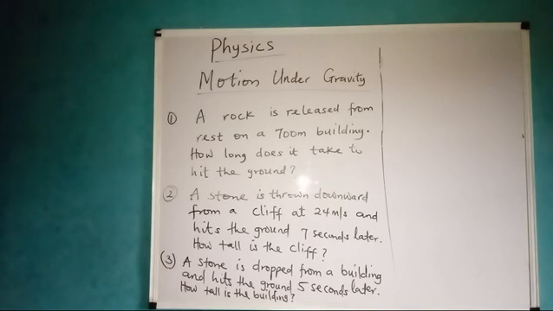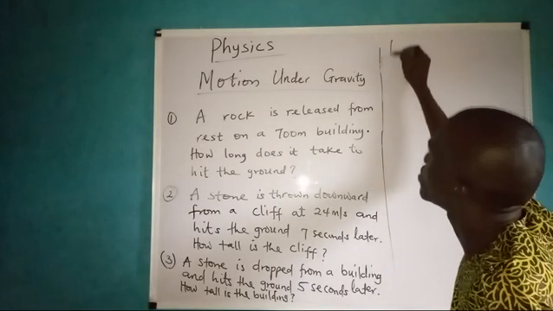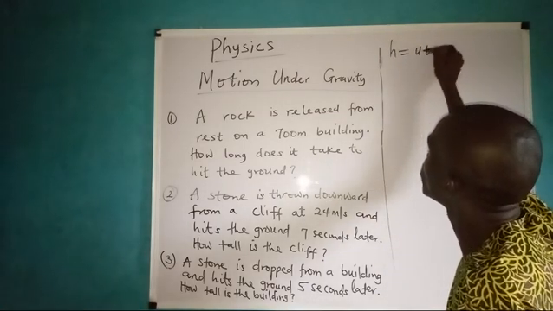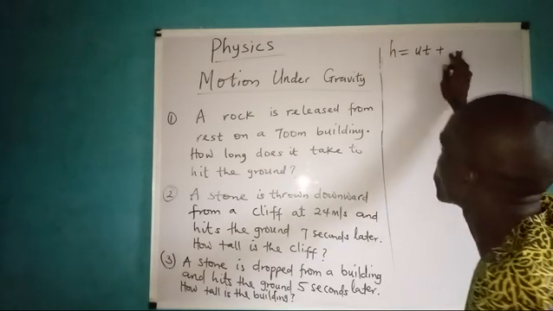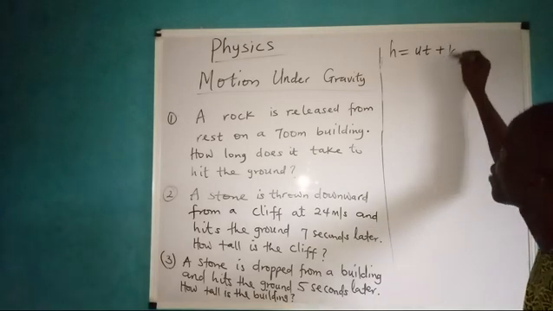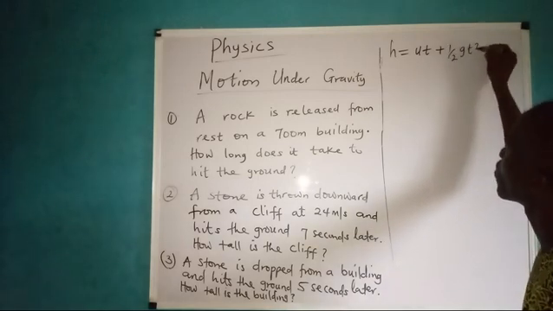The first one, you can see there, says a rock is released from rest on a 700-meter building. How long does it take to hit the ground? We are asked to calculate the time. It means that this rock is released from the top of the building. We can use the second equation of motion under gravity, where the formula is h equals ut plus, since the body is coming down, it becomes positive, half gt squared.